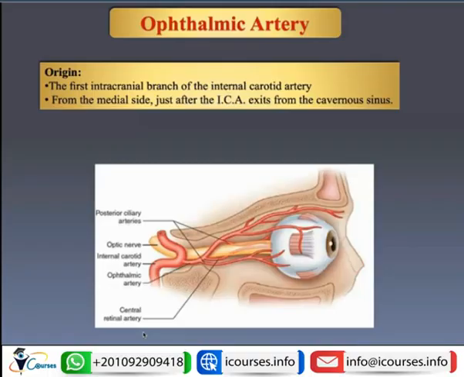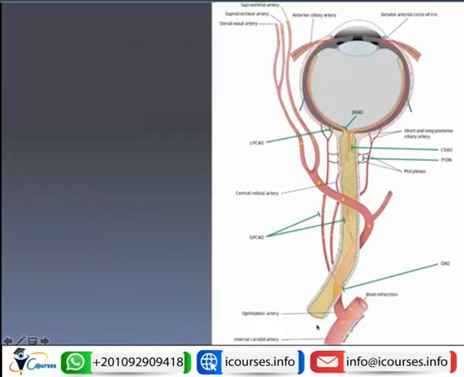Now we come to the most important topic in the vascular supply, which is simply the blood supply of the eye. The blood supply of the eye comes from the first branch of the internal carotid artery as it passes intracranially. This branch is called the ophthalmic artery. The ophthalmic artery arises from the medial aspect of the internal carotid artery, just immediately after it leaves the cavernous sinus. So what are the branches of the ophthalmic artery?